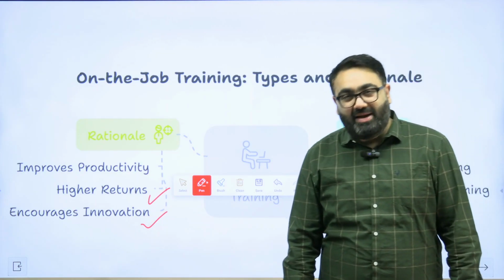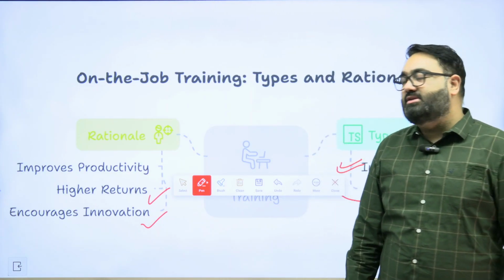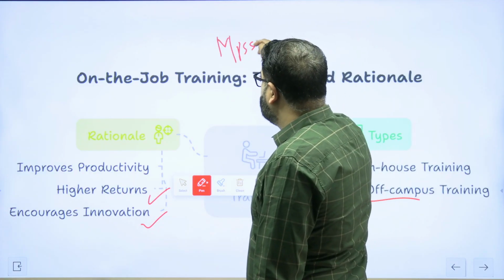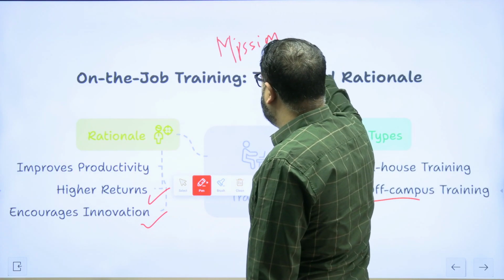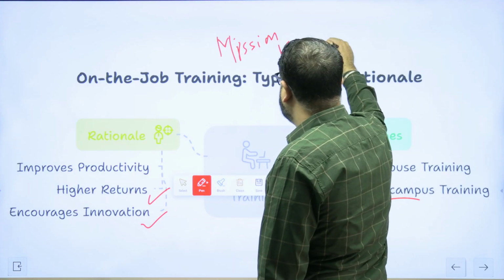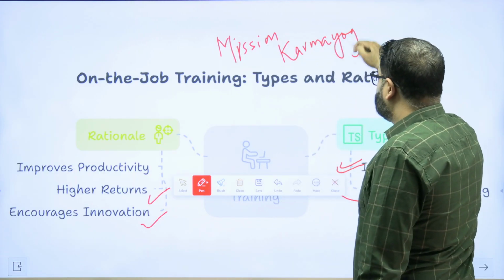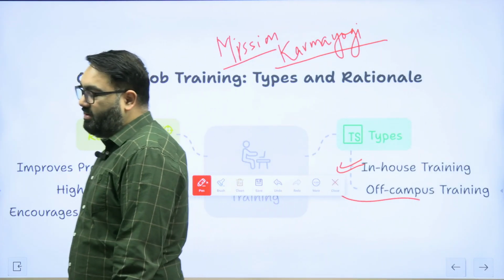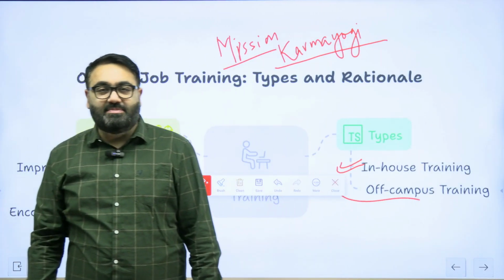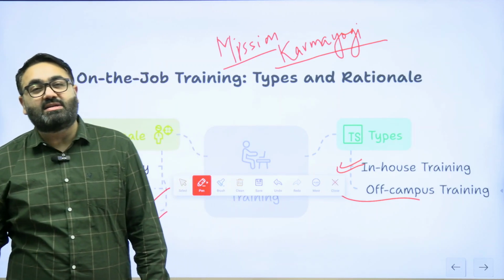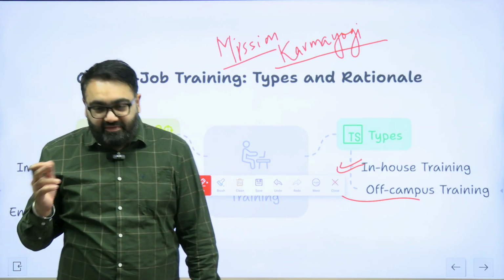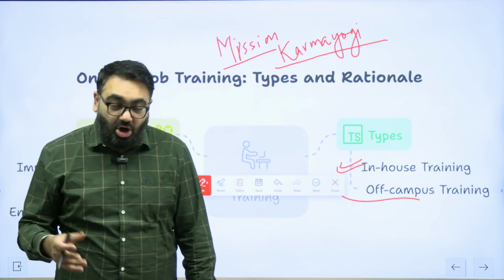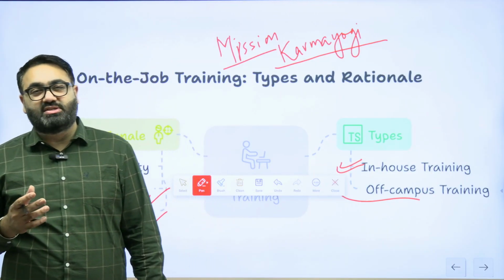So what the government has done is, the government of India has started something called Mission Karma Yogi. The idea is, under this mission, the civil servants are given training. The civil servants are told that during your job you have to undertake certain courses here.